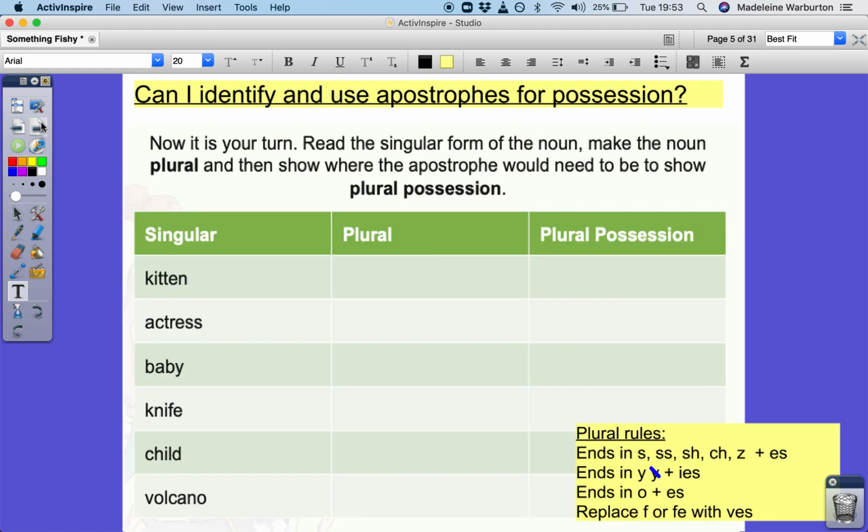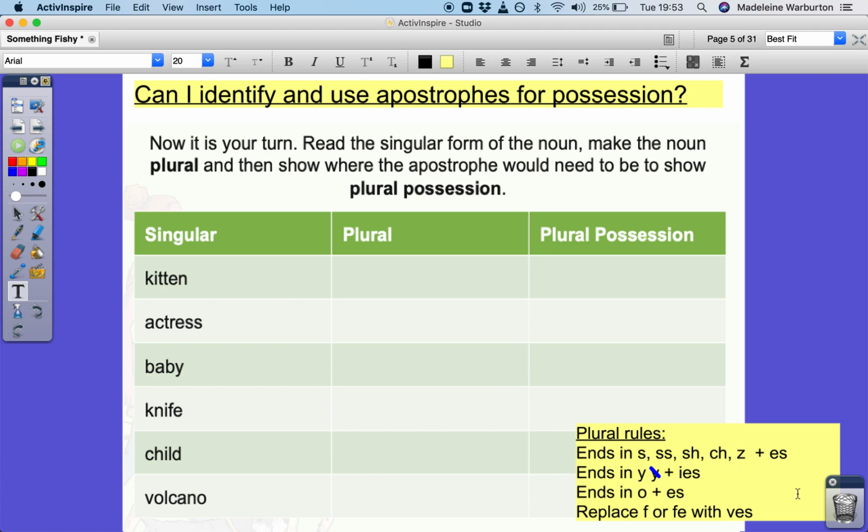So I've got a grid here for us to have a go at today. I'm not expecting you to get them all right, but I'm asking you to have a go and become more familiar with the rules that we looked at yesterday. We've done these before. It's about using them more and applying them in our writing.